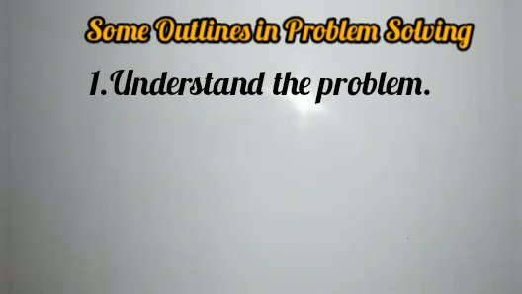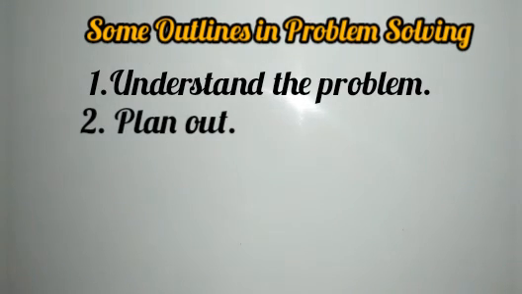First is understand the problem. Read the problem several times until you have fully understood it. Figure out the problem and try to sketch what to do about it. The second one is to plan out. Determine what you are asked to find and then have a variable to represent the unknown. It is proper to write an equation based upon the words of the problem.